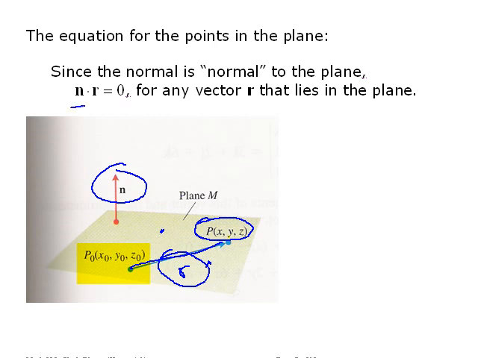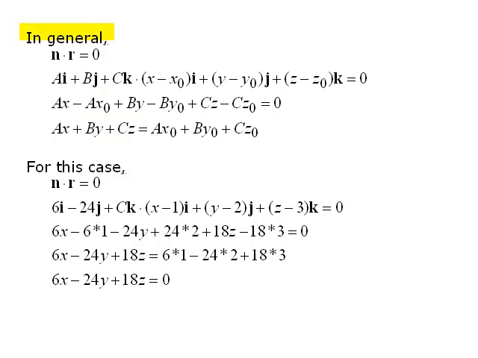So I use the idea that a dot product will be 0 if the vectors are at right angles, or orthogonal. So these vectors are orthogonal. That's what I use to create the equation for the points in the plane. So first I'll just do this in general.